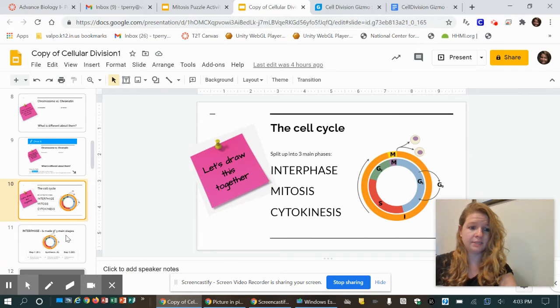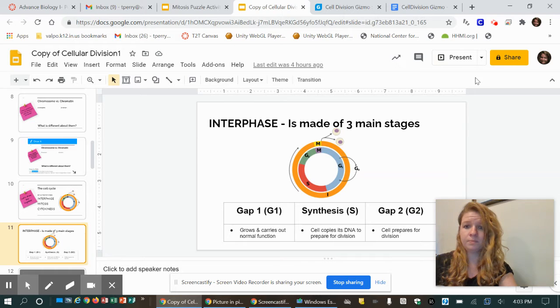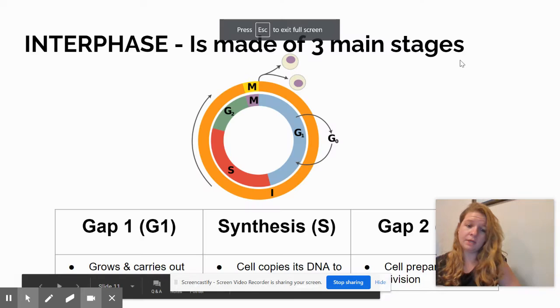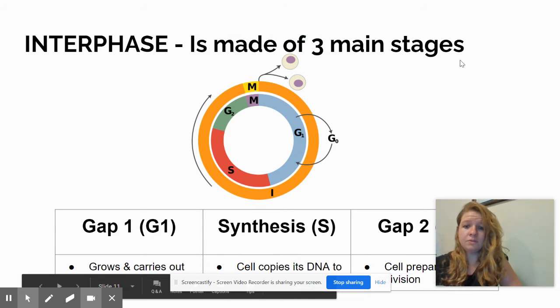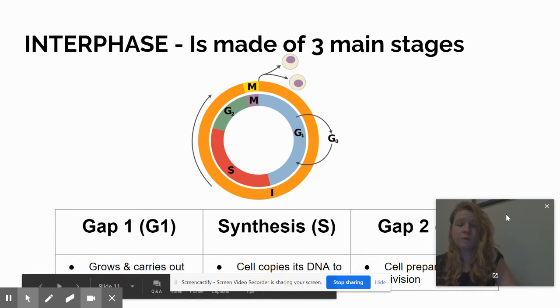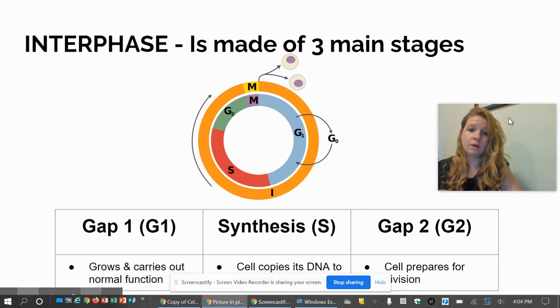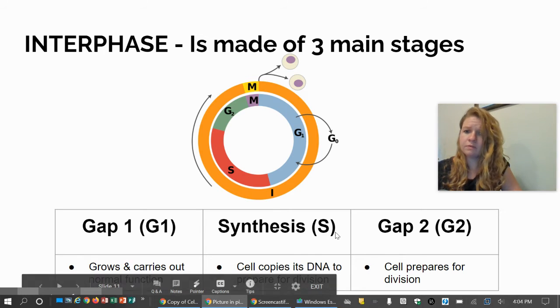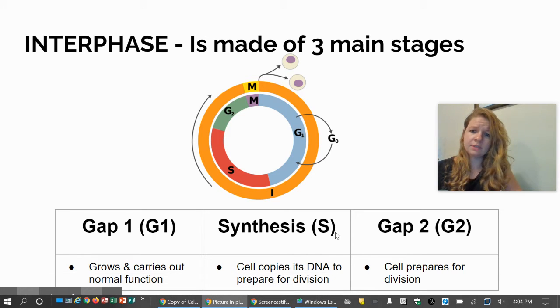Let's look at the different processes that go on in the cell. So interphase is where we find our cell most of the time. This is their growing and preparing for the division. This is where they spend most of their lives. You need to know about all three of these stages. The G1 or the gap 1.